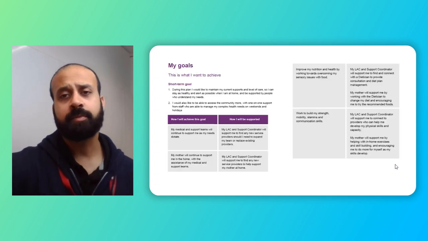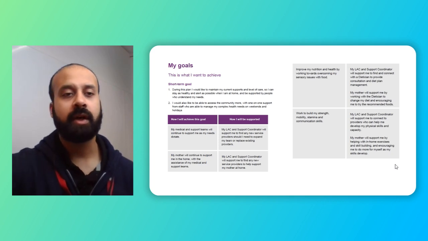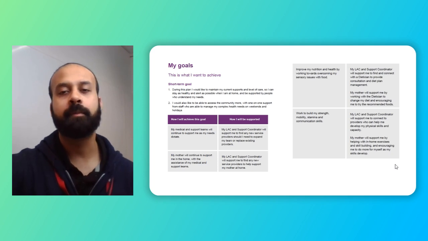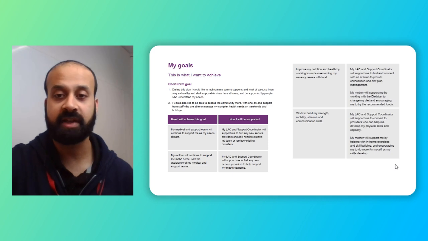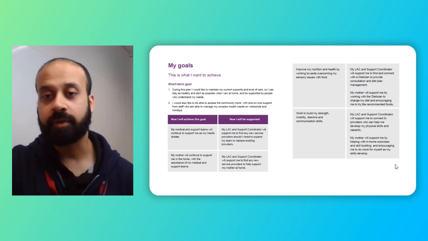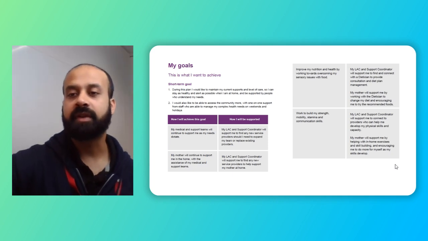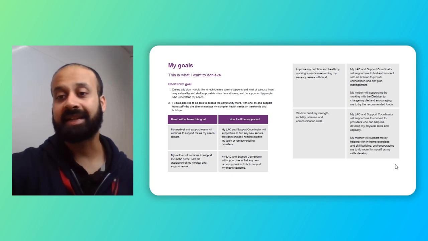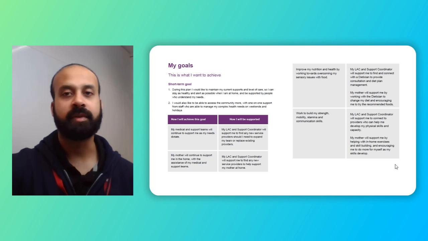So usually it's broken down into short-term, medium-term, long-term goals. So there'll be the actual goals up the top, and then a breakdown of how that will be achieved and who's going to be helping me with that. So for example, if we look at the fourth one, I want to build my strength, mobility, stamina, and communication skills. Well, the LAC and the support coordinator will help to support me, to connect me to providers that will help me reach that goal.